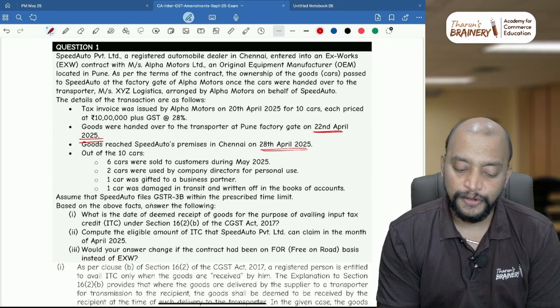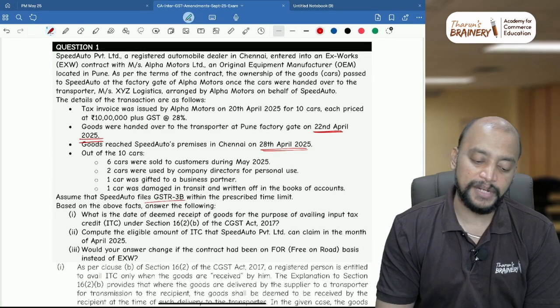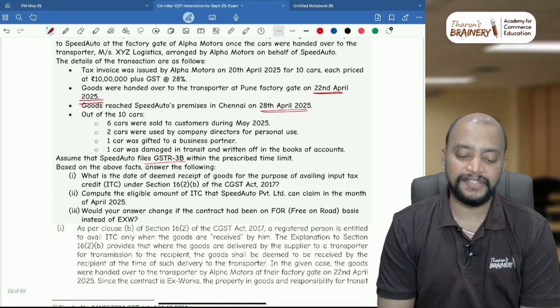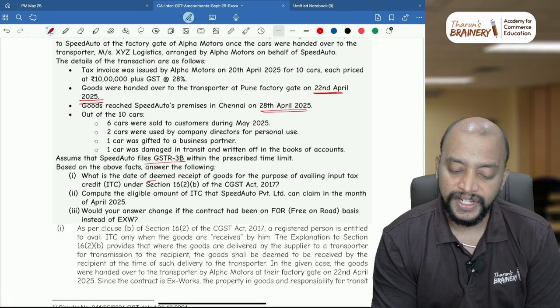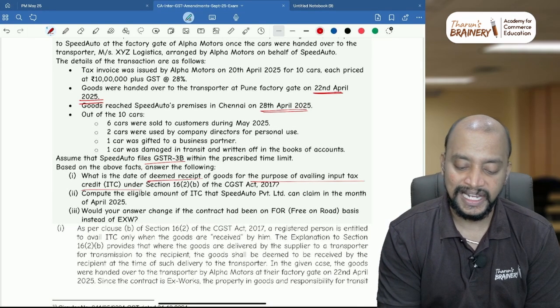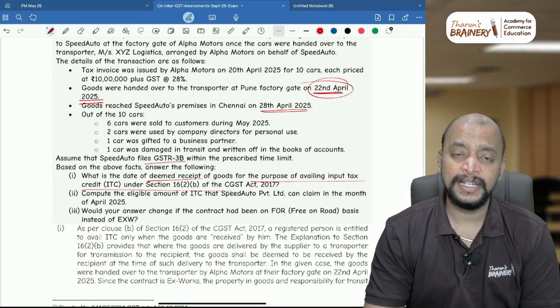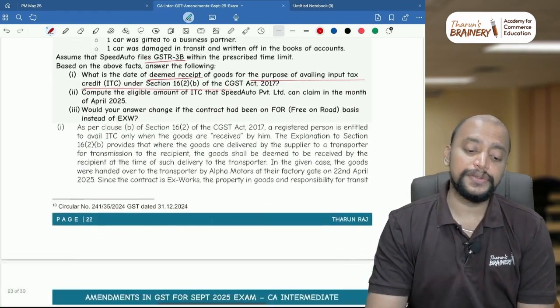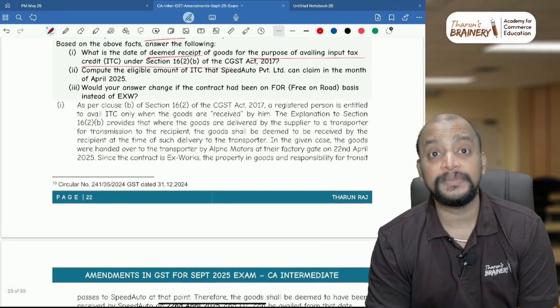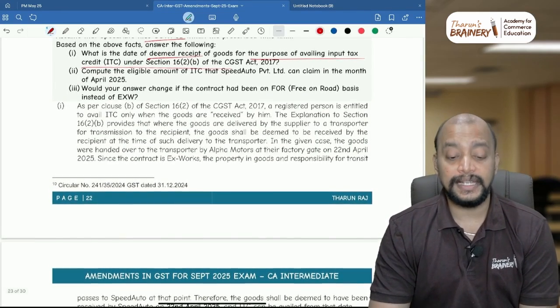Assume that Speed Auto files GSTR-3B within the prescribed time limit. Based on the above facts, answer the following. What is the date of deemed receipt of goods for the purpose of availing ITC? It is 22nd April. Because of this clarification, the date on which goods are handed over to the transporter is deemed to be the date the recipient has received them.